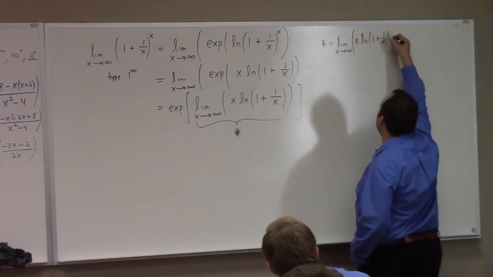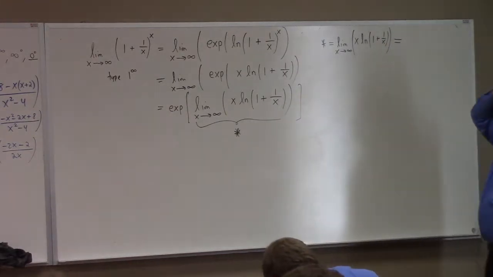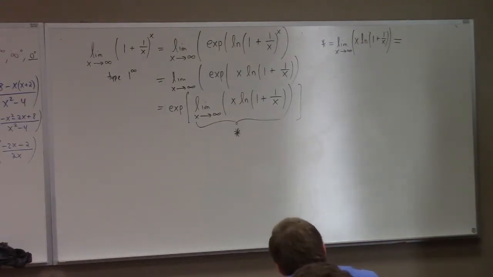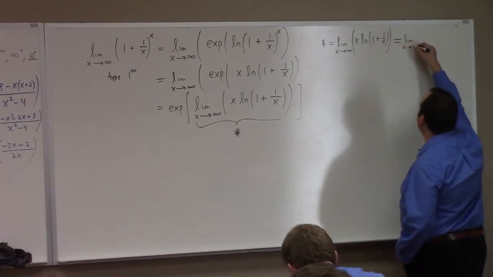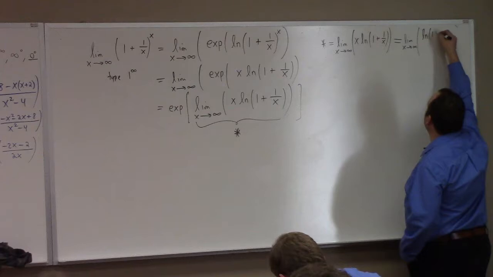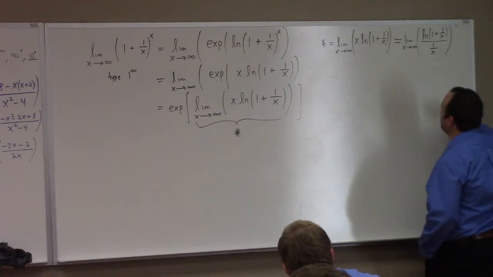Now, what can I do? This limit we face, can you tell me what kind of limit that is? It's infinity times what? What's the log of 1? 0. This is infinity times 0, which is indeterminate, but I can't yet use L'Hopital's rule. So we're going to move the x downstairs. We've got the log of 1 plus 1 over x divided by 1 over x. See, x upstairs is 1 over x downstairs.